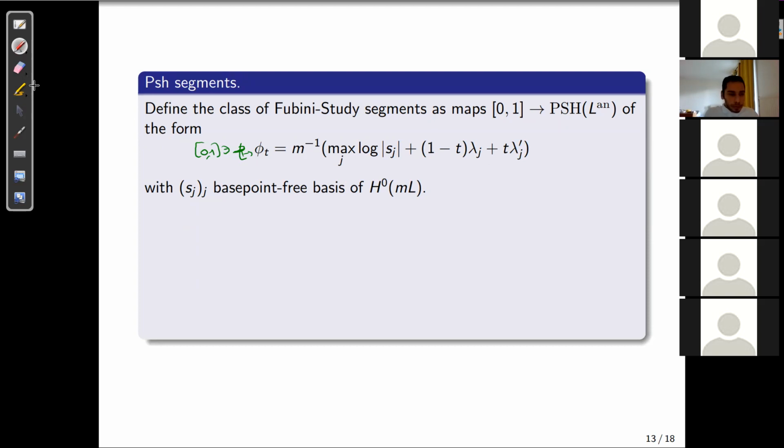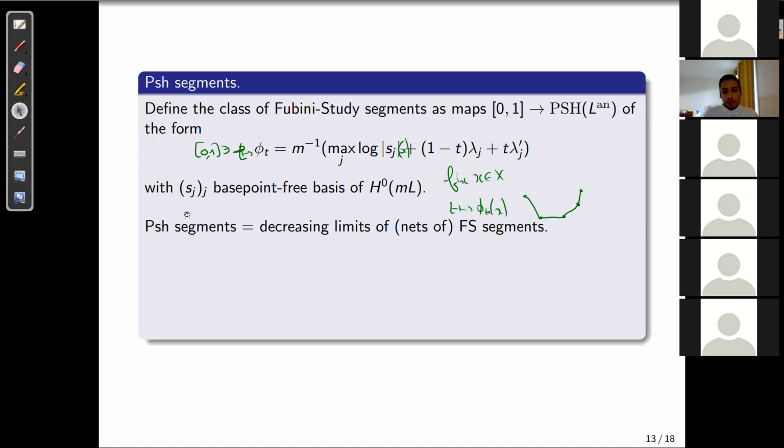If you fix a point x, so this is the only part that depends on your space, then t maps to phi_t of x, which is simply going to be a convex piecewise linear function. So this would be 0, this would be 1. And as I said, this maximum is always going to be finite if your basis is a base of the linear series, which is a very important point.